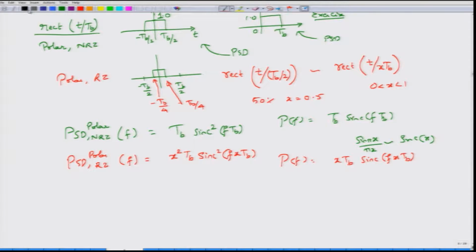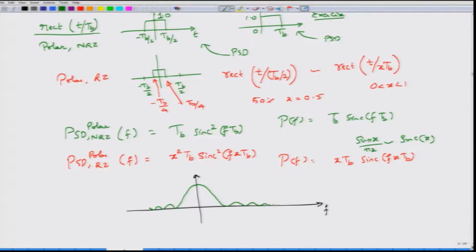Let us sketch this as a function of the frequency f. Okay. You can also normalize this frequency by dividing it by Tb, or otherwise you can just leave it as a function of f. So, for the PSD of polar format, you see that this is a sinc squared f Tb function, and that function goes something like this. Okay. There are of course an infinite number of side lobes, but these side lobe amplitudes keep on dropping.